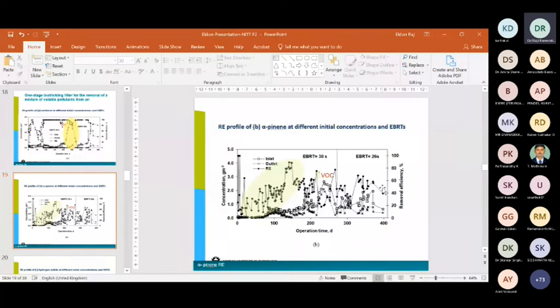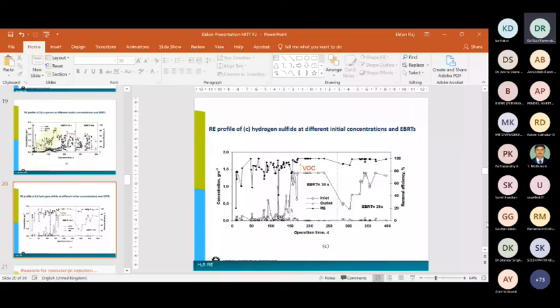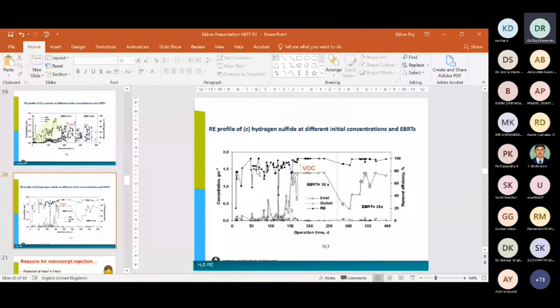Whereas in the case of hydrogen sulfide, although we got more than 80% removal, we were not able to maintain that for a long period of time. But still, hydrogen sulfide removal and methanol removal was comparatively better than alpha pinene removal.